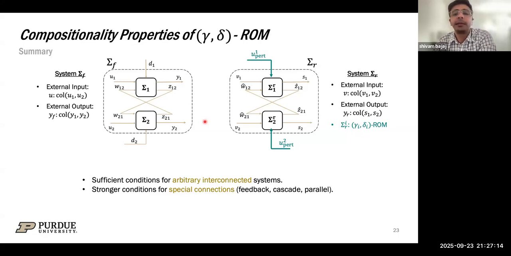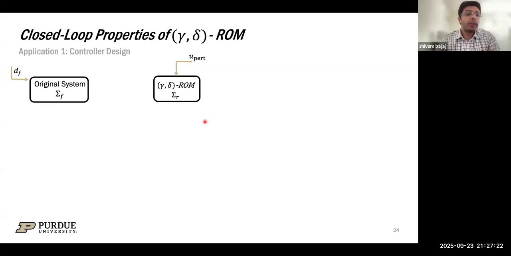And for special connections such as feedback, cascade, and parallel, we have stronger or tighter error bounds in our paper. Okay. So now let's look at what closed loop properties one can satisfy using this method, gamma delta similarity. I will illustrate these properties using two examples.